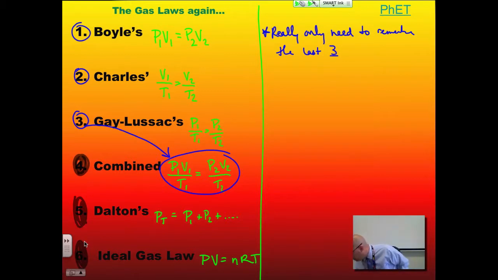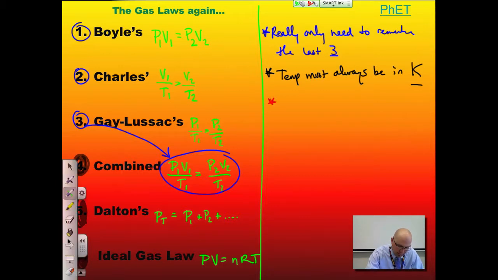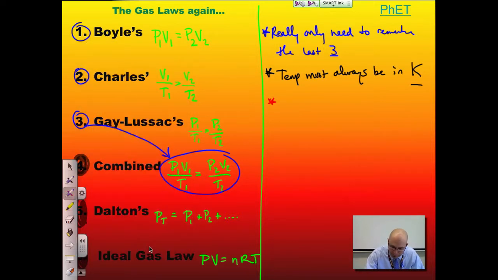Another thing you really want to take a look at, and this is important, is that temperature must always be in Kelvin. Very important. You must always have your temperature in Kelvin. I don't like that red, so let's go to another color. I think this purple will look okay.